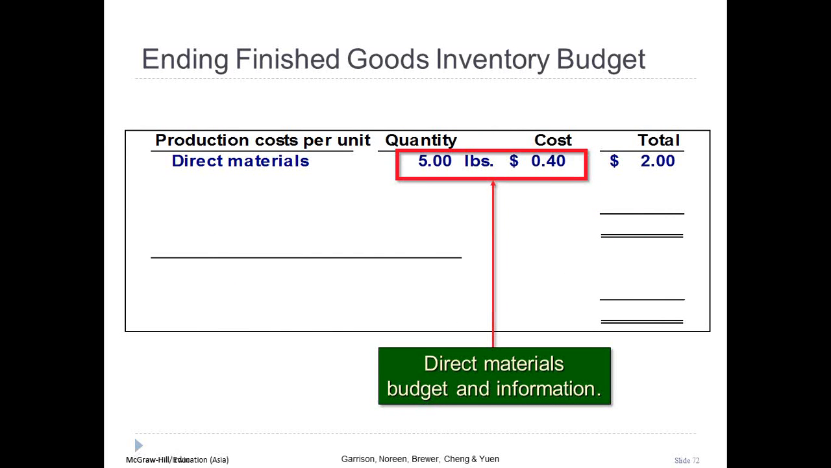Royal can now complete the ending finished goods inventory budget. The first step in preparing this budget is to compute direct materials cost per unit. We know that each unit requires 5 pounds of direct material at 40 cents per pound for a total of $2 per unit. The information needed can be derived by referring back to the direct materials budget.